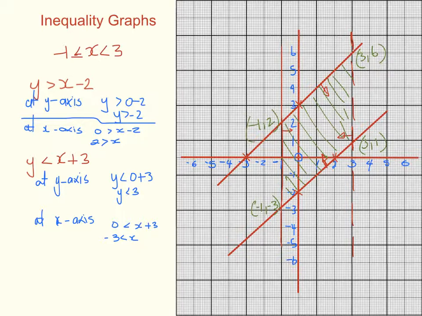On how do you know which side of the line to shade, and I might actually do something a little bit separate on that, but for now just take it as rule of thumb that if it's less than, then we go below the line. If it's greater than, you go above the line. All right, that's it.